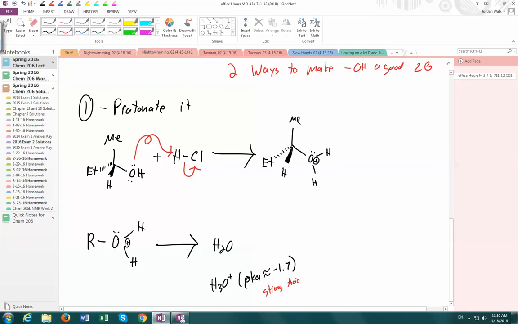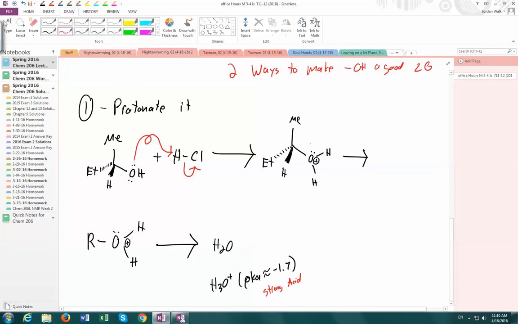And so essentially, by protonating our alcohol, we have changed the structure such that now we have an OH2 plus whose conjugate is H3O plus. And so that's a strong acid. And so now we find that this is essentially a good leaving group, and we're going to treat it just as such.